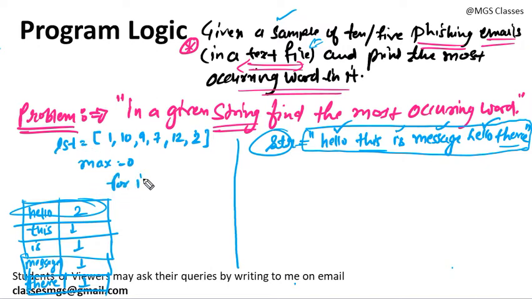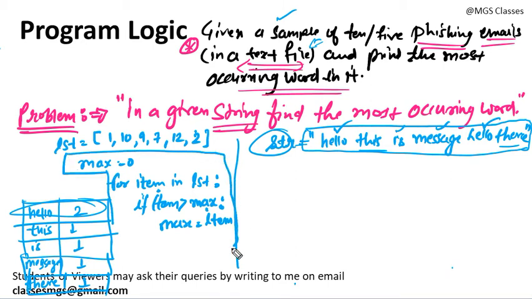Let's suppose item in lst, and then if item is greater than the max, you are going to update this max with this particular item, otherwise you keep on executing this loop. This way you find the maximum, and at the end of the for loop you can print the maximum. Same logic we are going to use for counting the maximum number of occurrences of a word. Similar kind of count we are going to maintain. That's why I have told you how this for loop works. You should know this at this point, because this is the last practical.